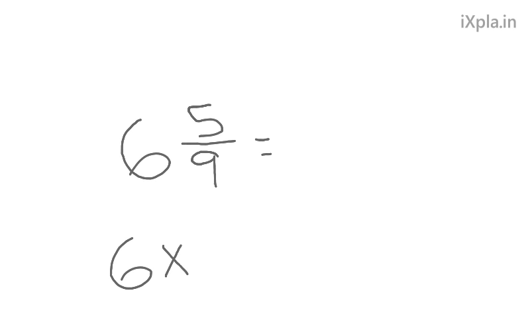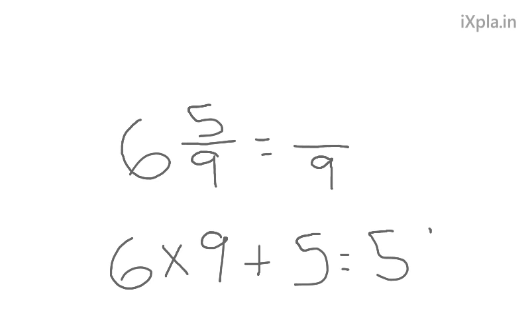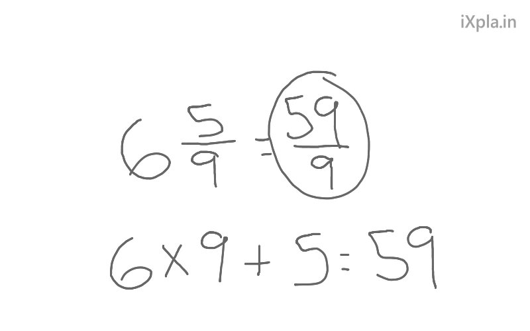B, 6 and 5/9. So we do 6 times 9 plus 5. We keep our 9 as our denominator, and whatever we get for our answer will be our numerator. 6 times 9 is 54, plus 5, 59. So our answer is 59 over 9.